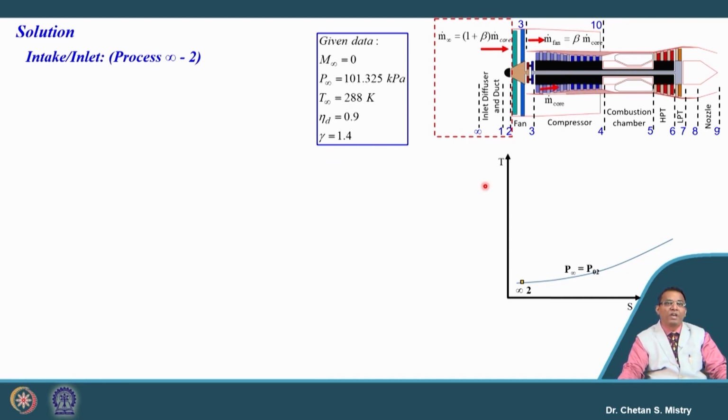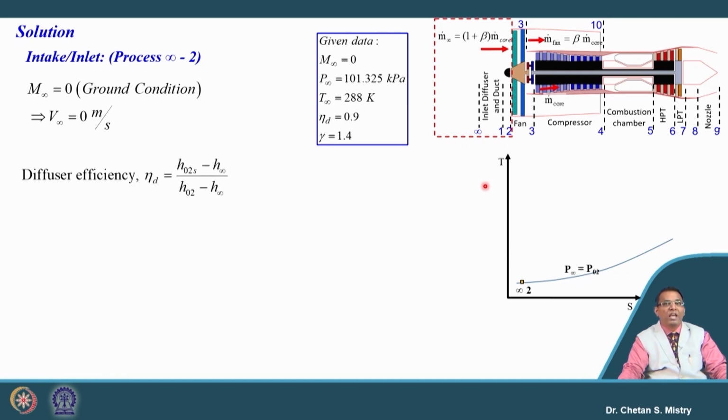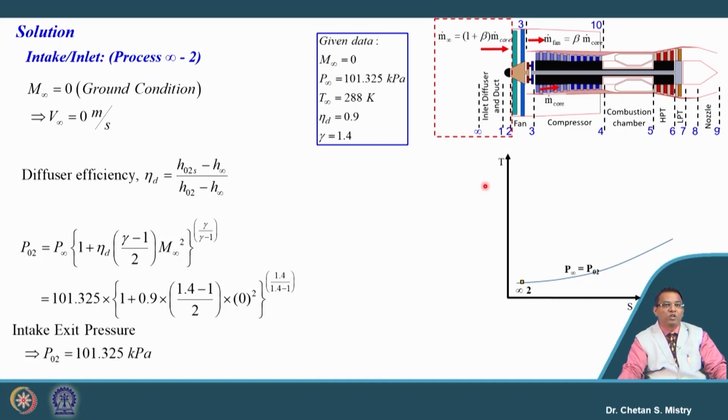The first component we have is our inlet. For this inlet, m infinity is given to be 0. That means our velocity, or the flight velocity, will be 0. My temperature and pressure at the entry are given, and we know our diffuser efficiency to be 90%. From that we can calculate our exit pressure from the diffuser. Since my m infinity is 0, we can say our intake exit pressure is the same as our entry pressure, 101.325 kilopascal.